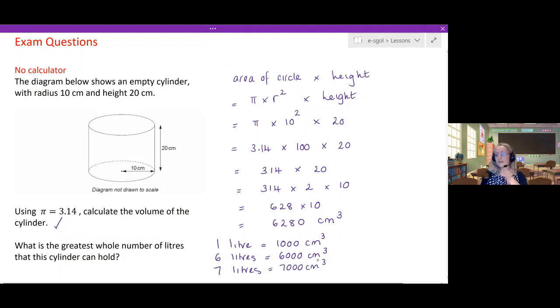And I've got to decide what is the greatest whole number of litres that this cylinder can hold. Well, because it will hold 6,280 centimetres cubed, it will hold 6 litres, but it won't hold 7 litres because I would need 7,000 centimetres cubed of space in order to do that. So the final answer is that it will hold 6 whole litres. And that is the answer to that part. Okay, let's have a look at the next part.